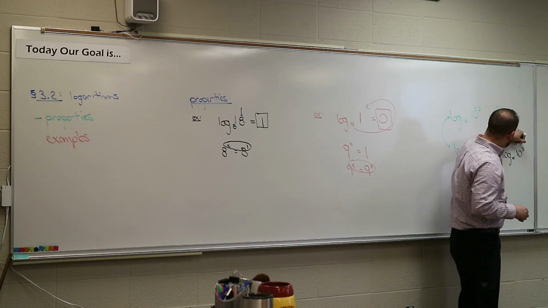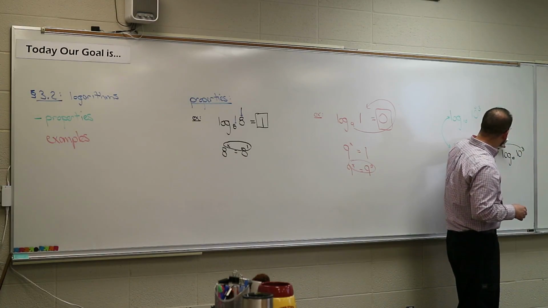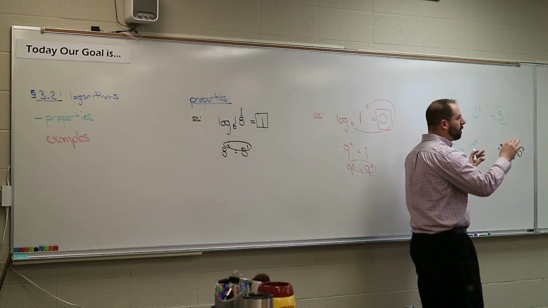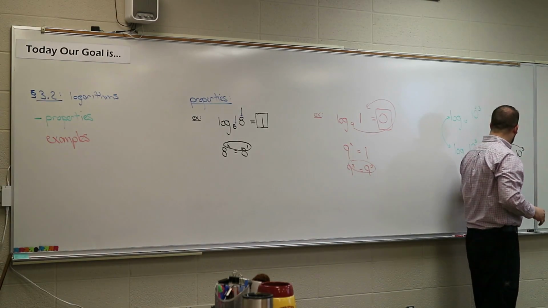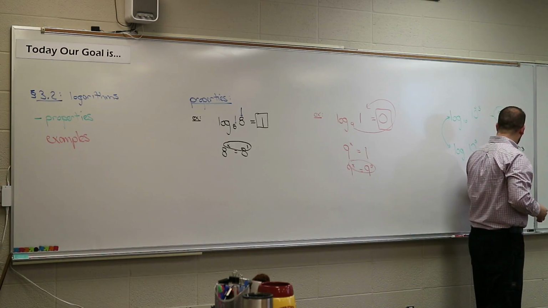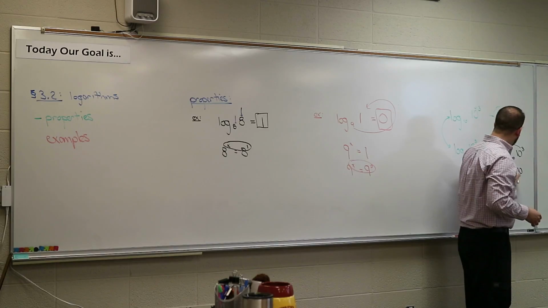When you have this, the 3 can actually drop out front. This is called the power rule for logarithms. You can drop the power on the number that's here out front. So it's 3 log 10, which is 3 times log 10 of 10, which equals 3 log 10.